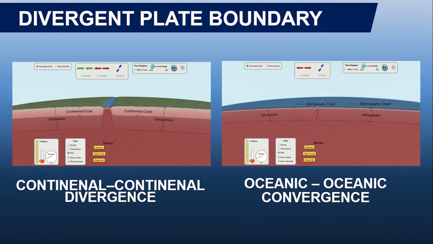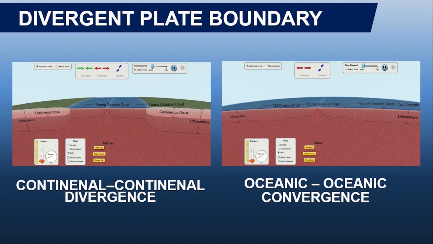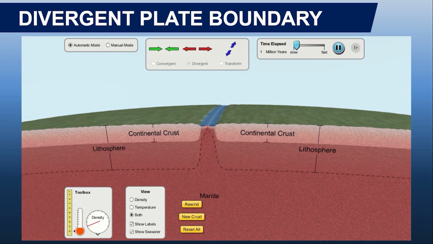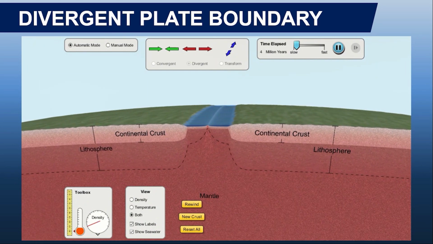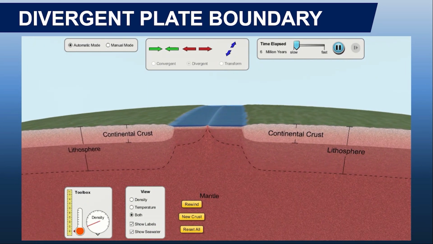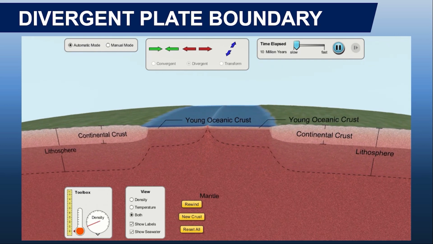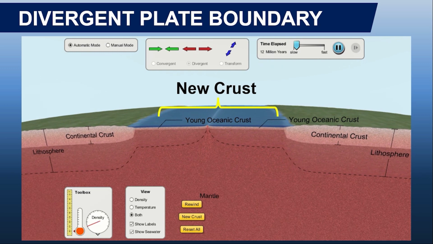Divergent plate boundaries. The figure shows the divergence of two continental plates and two oceanic plates. Two plates moving apart are known as divergent plate boundary. As the plates move away, the magma tends to rise in between the plates. It will be exposed to the surface and solidify, creating a young layer of crust.